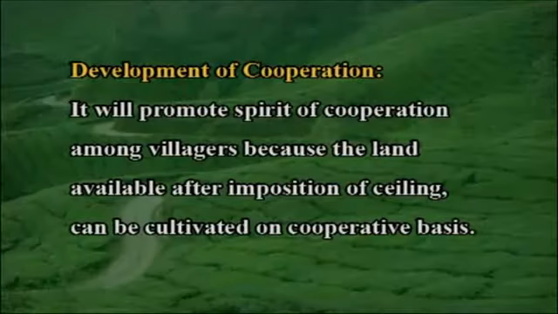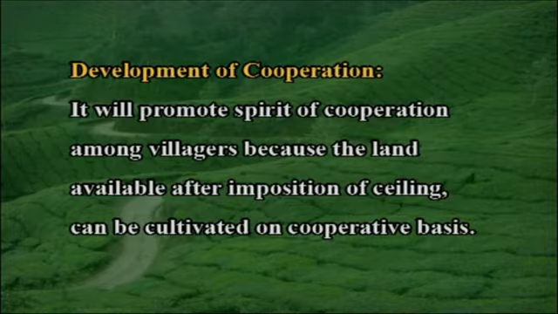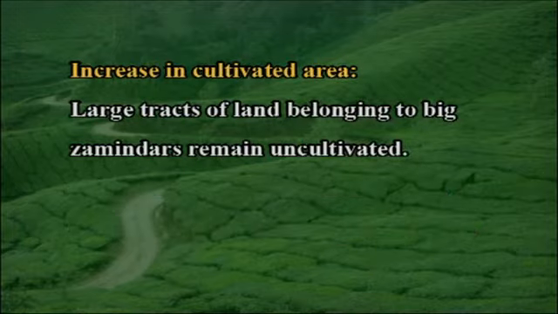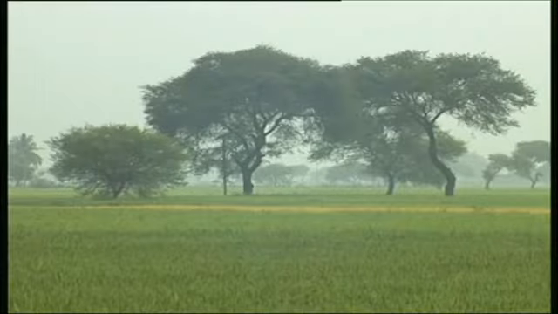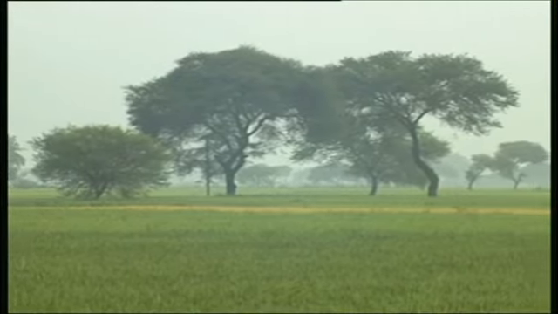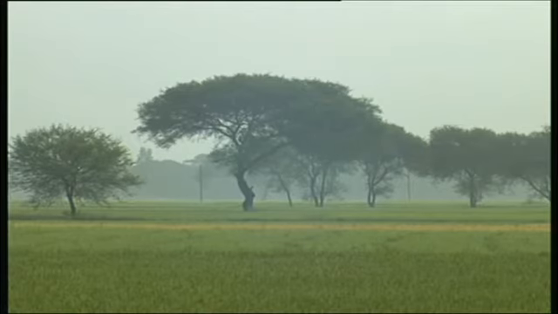Next is the development of cooperation. It will promote spirit of cooperation among villagers because the land available after imposition of ceiling can be cultivated on cooperative basis. Increases in cultivated area. Large tracts of land belonging to big zamindars remain uncultivated. When these lands are handed over to landless labourers, it may bring them under cultivation. As a result, total cultivated area in the country will increase.